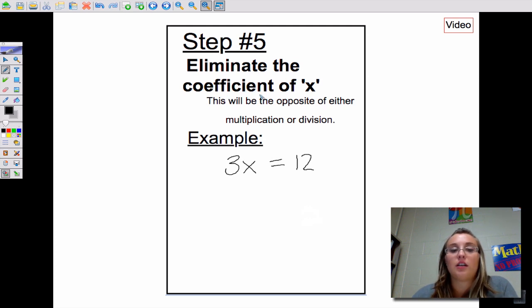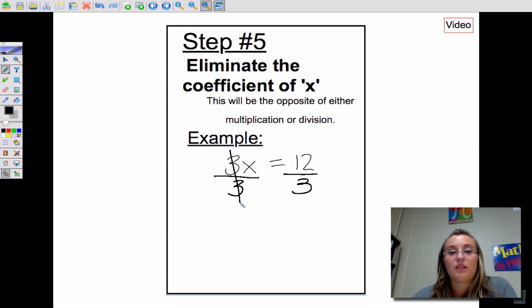The coefficient is whatever is out in front of the x. This will be the opposite of multiplication and division. So in this case it's 3 times x, so to get rid of it, I'm going to divide by 3. We can divide both sides by 3 and it'll keep it equal.